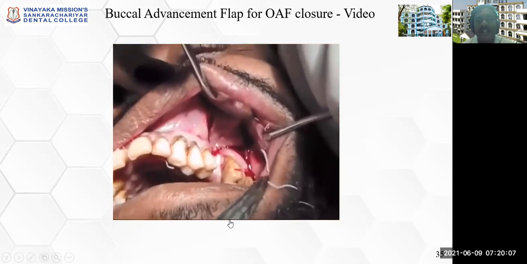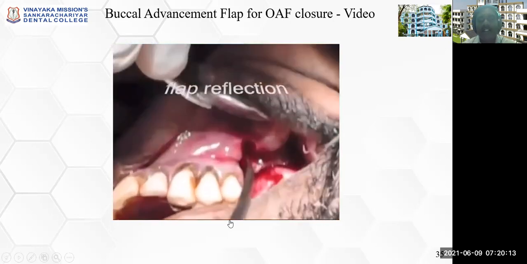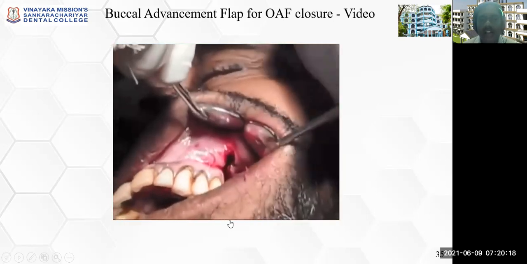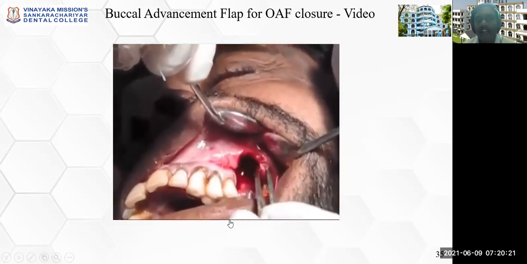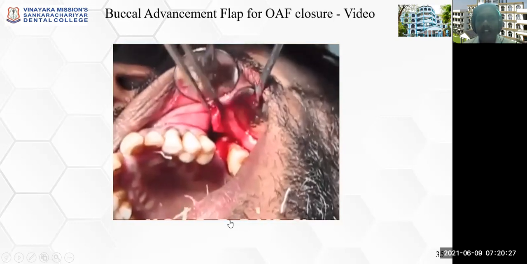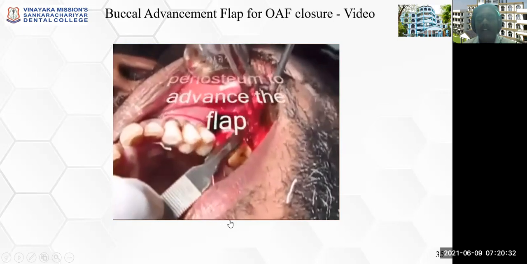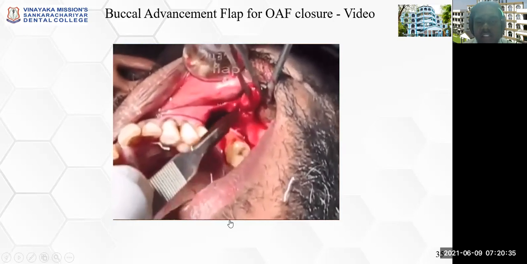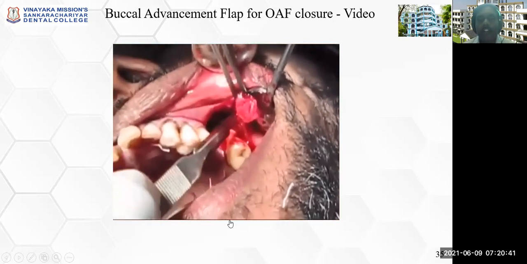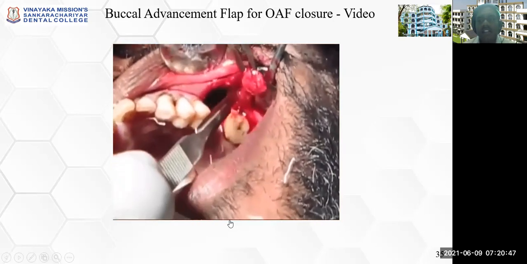Once the incision is given, then you have to reflect the flap and advance it. The reflection is done using a periosteal elevator, mode number 9. You can use the broader end of the periosteal elevator to reflect the flap. So the releasing incisions have been given, the flap is reflected, but you have to advance it. In order to facilitate the advancement, you have to score the periosteum. As you see in the video, you have to release the periosteum to facilitate the advancement.